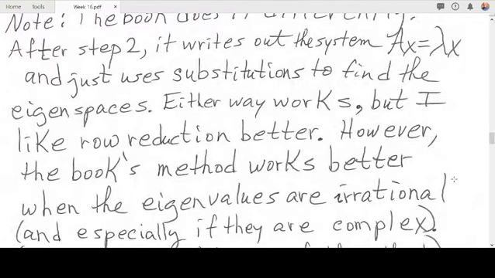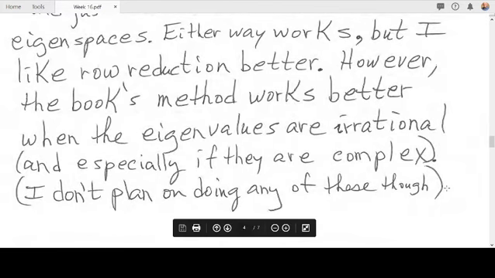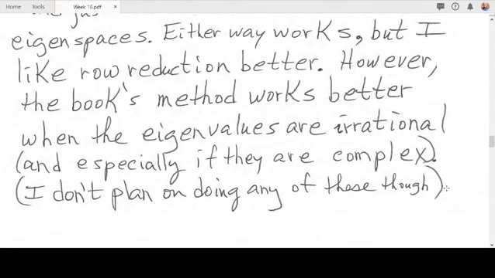However, the book's method works better when the eigenvalues are irrational. You can still do row reduction with irrational entries or irrational eigenvalues, but you're only getting decimal approximations. So if you want it to be exact for irrationals, you would have to use the book's method. And especially if you have complex matrices and complex eigenvalues. But I don't plan on doing any of these.